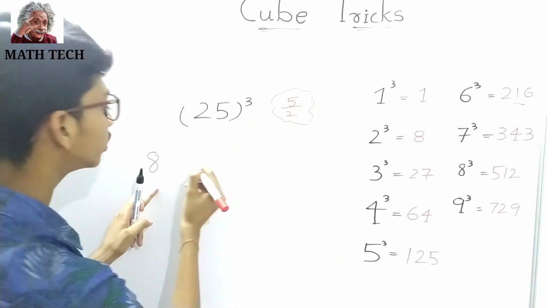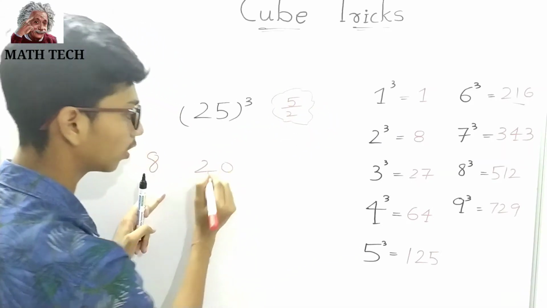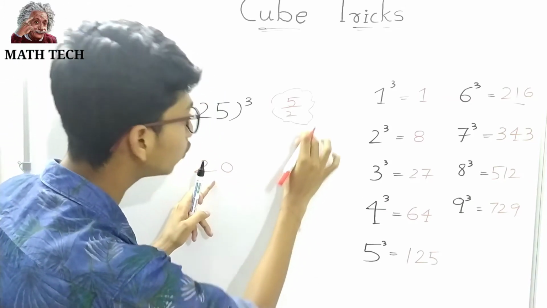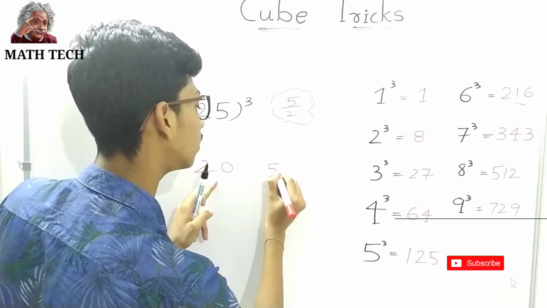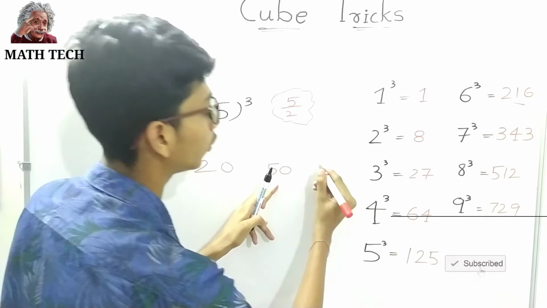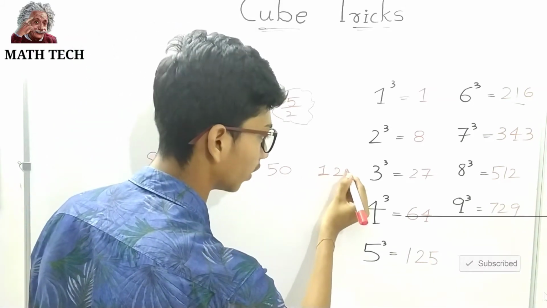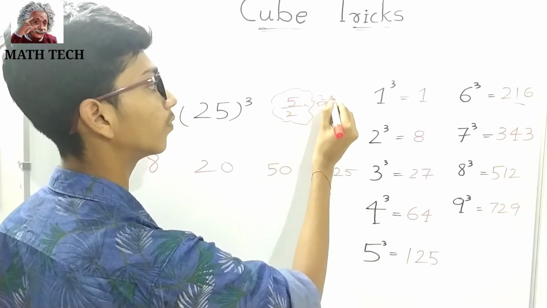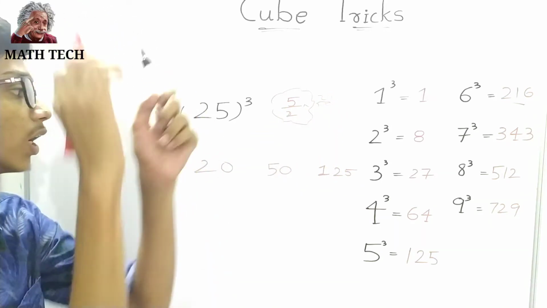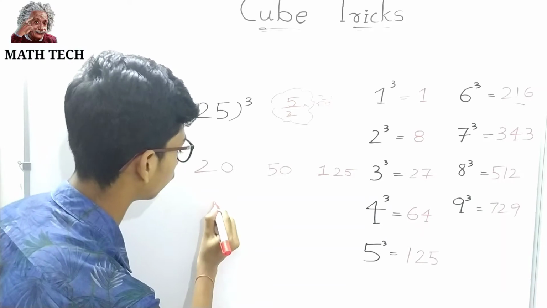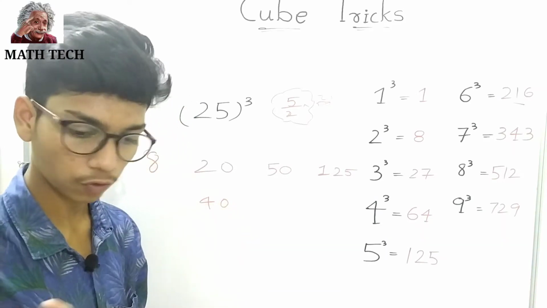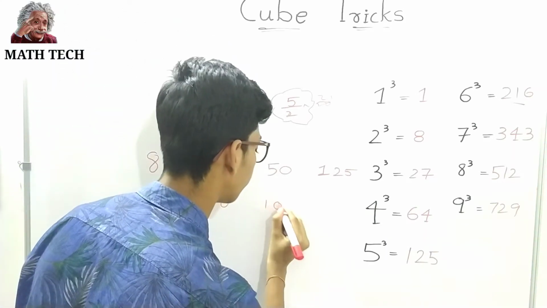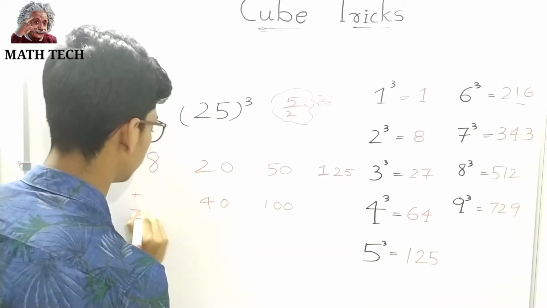8 into 5 by 2 is 20. Again, 20 into 5 by 2 is 50. 50 into 5 by 2 is 125. Now simply double the middle values: 40 and 100. And simply add them.